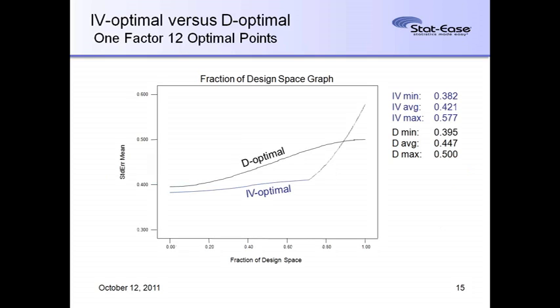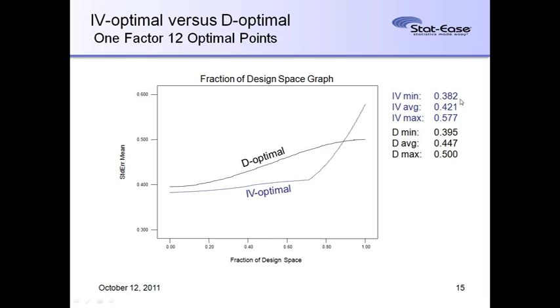Okay. If we looked at the fraction of design space for these two, you can see the IV optimal design is lower than the D-optimal design for probably 90% of the volume of the design space. And then the D-optimal design's somewhat better than the IV optimal design for maybe about 10%. Now, if you integrated the area under those two curves, you can see the area under the IV optimal curve is quite a bit less than the area under the D-optimal curve.